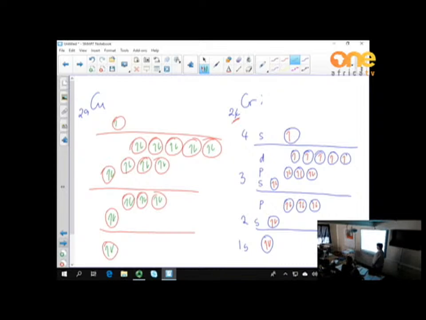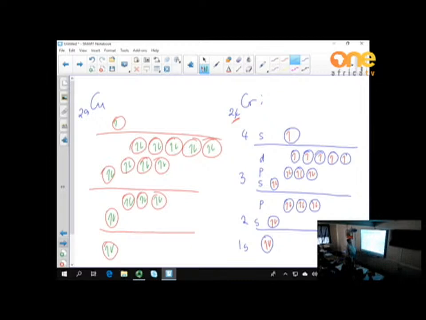Okay. It's only chromium and copper that do this. Normally it will fill up the s sublevel. Chromium and copper, no, they will first go up to that one, and then they will come and fill up that one. Yes. And then it goes to the p. All right.